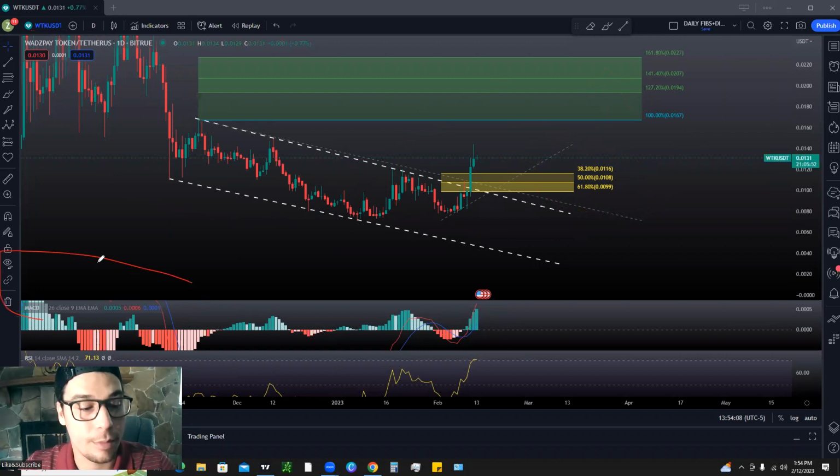We're also going to go over the MACD as well as the relative strength index to give us some clues into some of the further price action and really help us understand what's been going on.